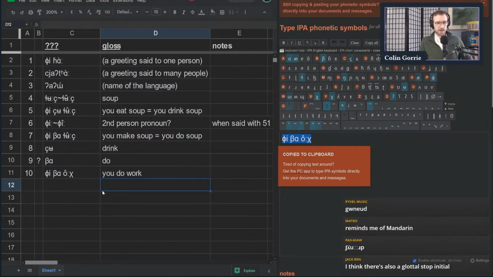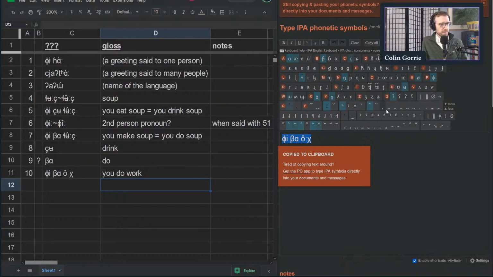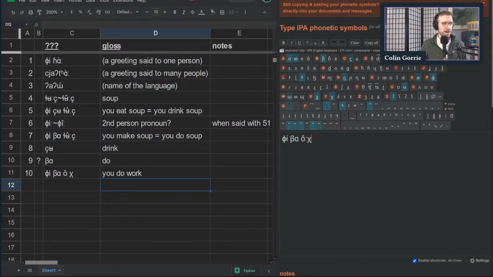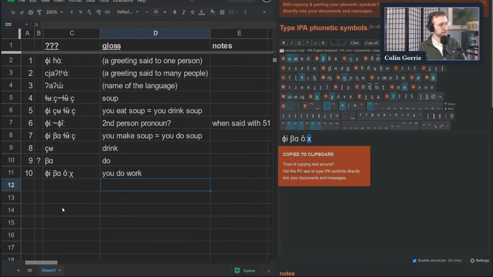All right. Phi ba och. Is it better for me to say och or och? How did I do there? Is that closer to the first one I said or the second one? I think the second. Say them again. Ah, och. All right, so that's more of a velar fricative, I think.